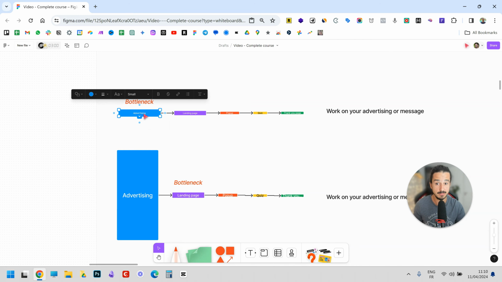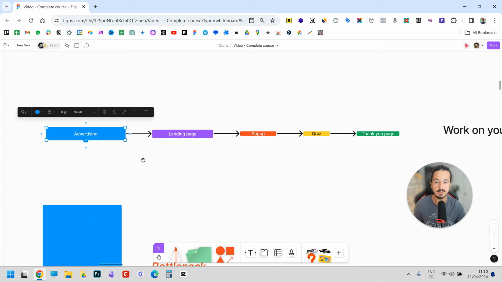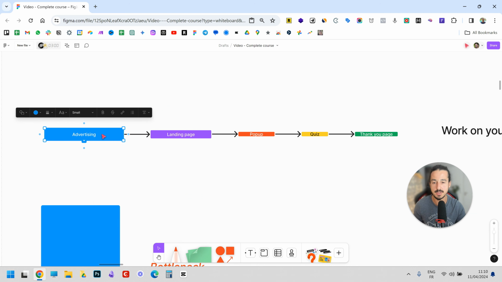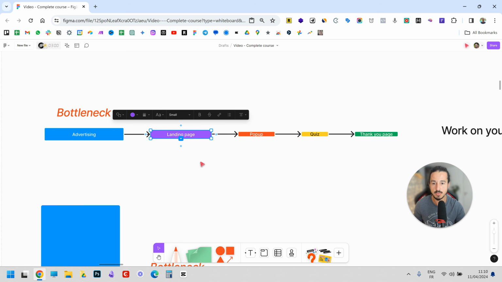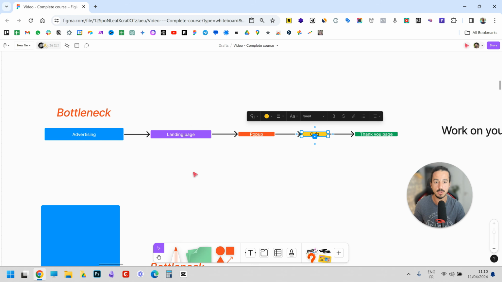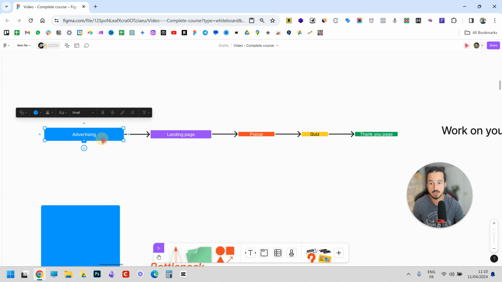That is the example I just told you about. The advertising is not working. You pay, I don't know, €3 per click, which is insane. In this case, don't work on the landing page. Don't work on the pop-up. Don't work on the quiz. Just work on your advertising until you are able to generate traffic.